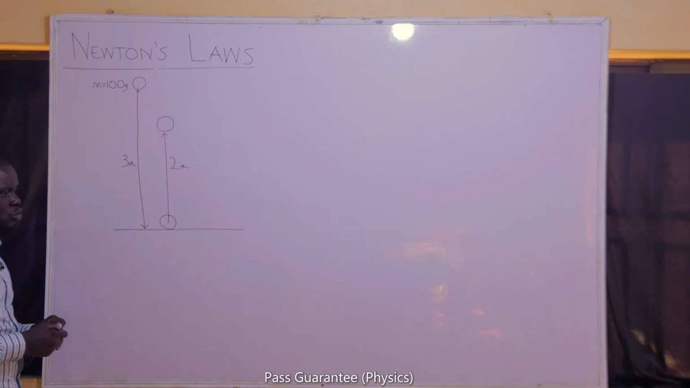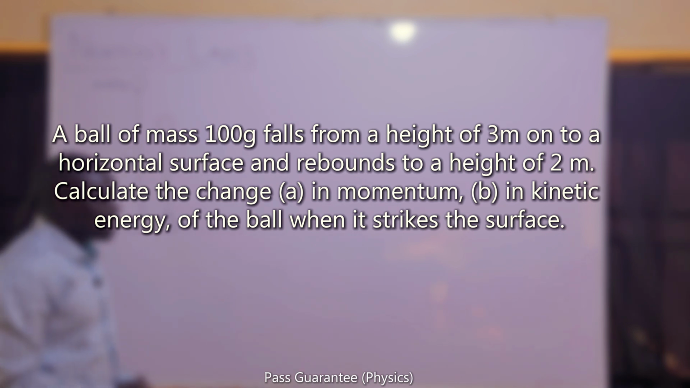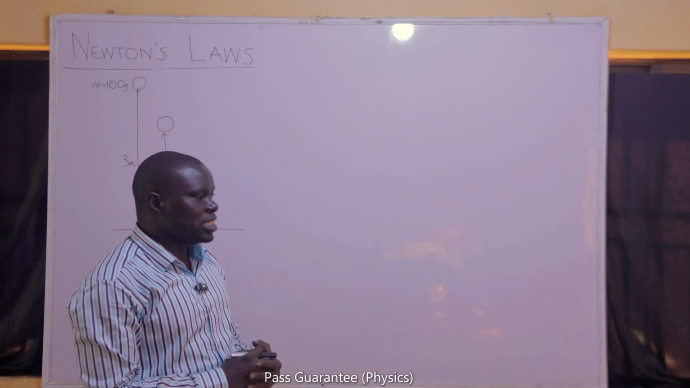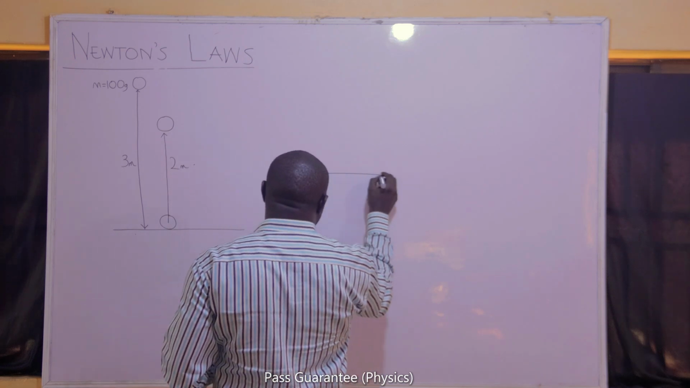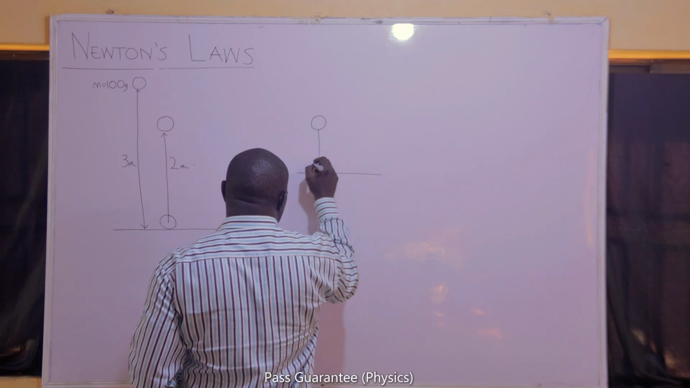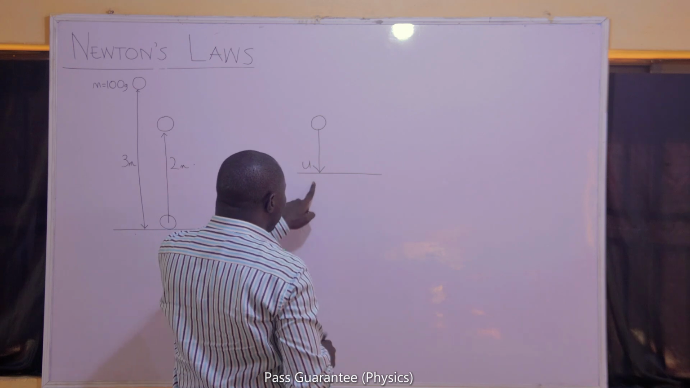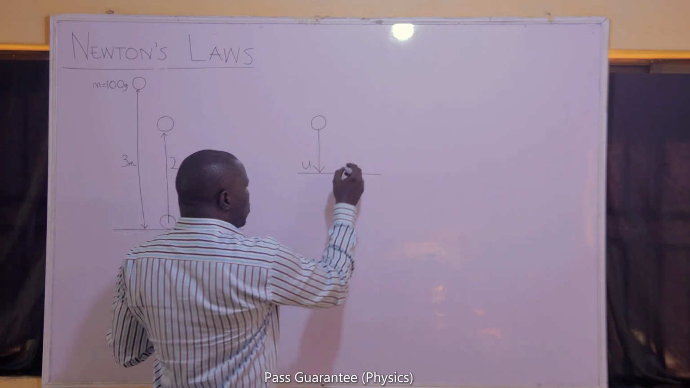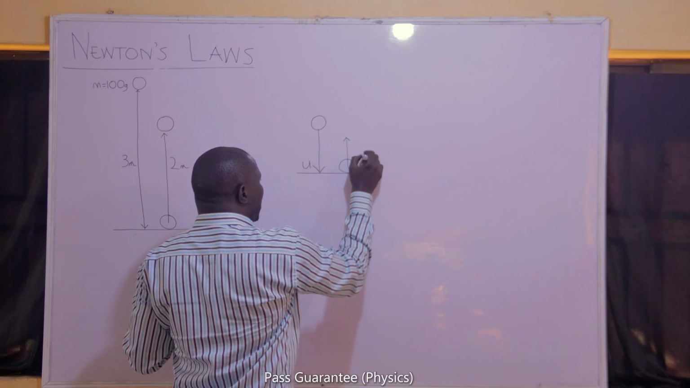What we are asked to do is to find the change in the momentum and the kinetic energy when it strikes the ground. So I must tell you what I need. What I need now is, number one, what's the velocity with which it hits the ground? I'm going to call that the velocity before impact with the ground. And with what velocity will it leave the ground after impact?